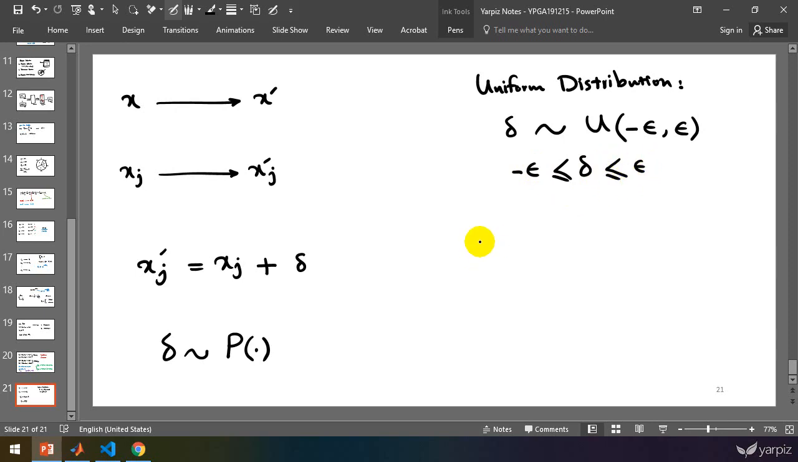Another option is using the Gaussian or normal distribution. In this case, we're going to draw delta from a normal distribution with zero mean and some variance, sigma squared. The uniform one is a limited range mutation, while the normal can produce anything, but it has more concentration on the center. They have their own advantages and disadvantages. Here I'm going to use the normal distribution, which is a very common choice in many evolutionary algorithms: performing mutation using mutation steps drawn from a Gaussian or normal distribution.